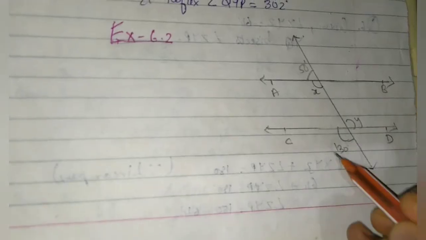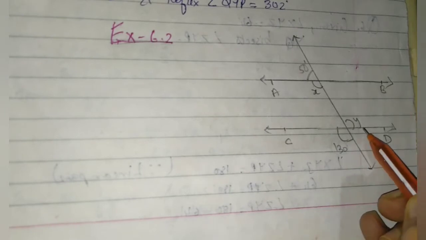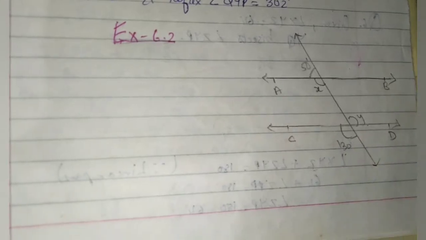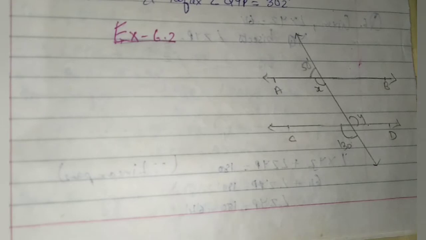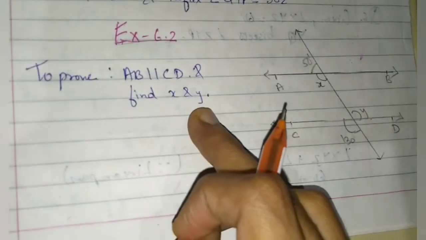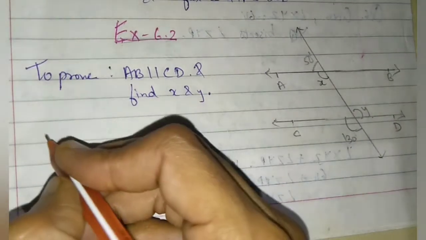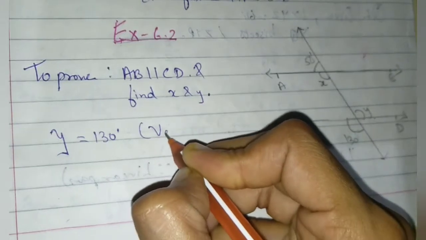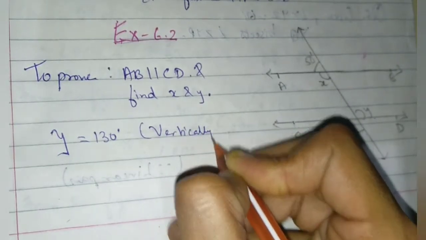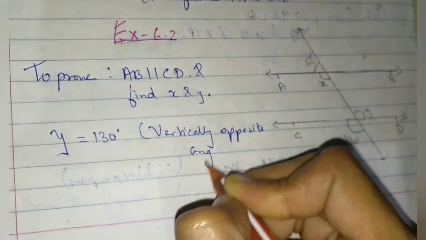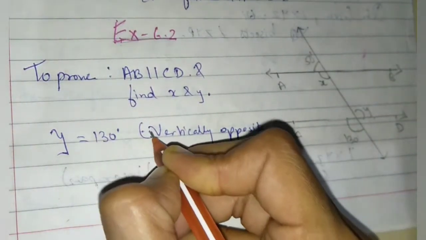Now see here, if this is 130, so this is also 130. Why? Vertically opposite angle. So we can write that y equal to 130. So to prove AB is parallel to CD and find x and y, y equal to 130, because vertically opposite angle. Okay, this is the reason y is equal to 130.